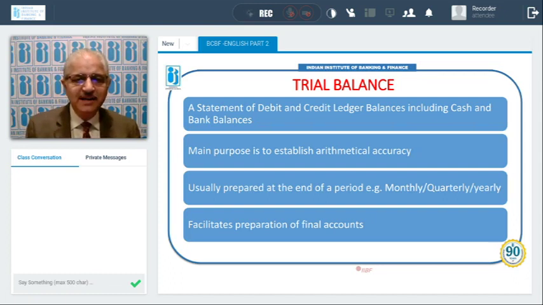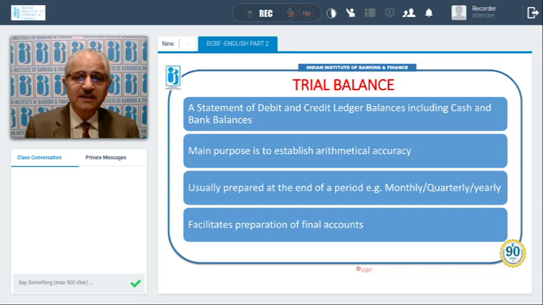Normally it's at the end of an accounting period. It could be a month, a quarter, a half year, or a year. So at the end of the accounting period, whichever accounts have a balance, we prepare a statement. We write the name of that particular account, and we have two columns, debit balances and credit balances. All debit balances are written in the debit balances column, and all credit balances are written in the credit balances column.